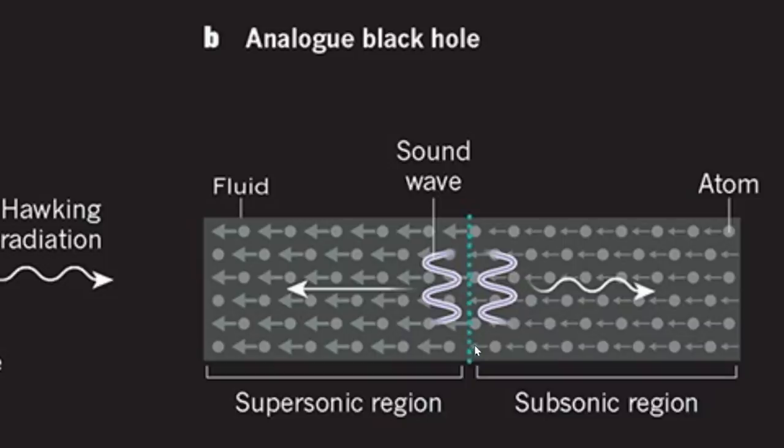But obviously they're not the same. So here in the black hole, we have the event horizon where no light can escape. But in the sonic black holes, we're really mostly talking about the sound wave not being able to escape the very fast flow of the atoms. So in that sense, it is already different.